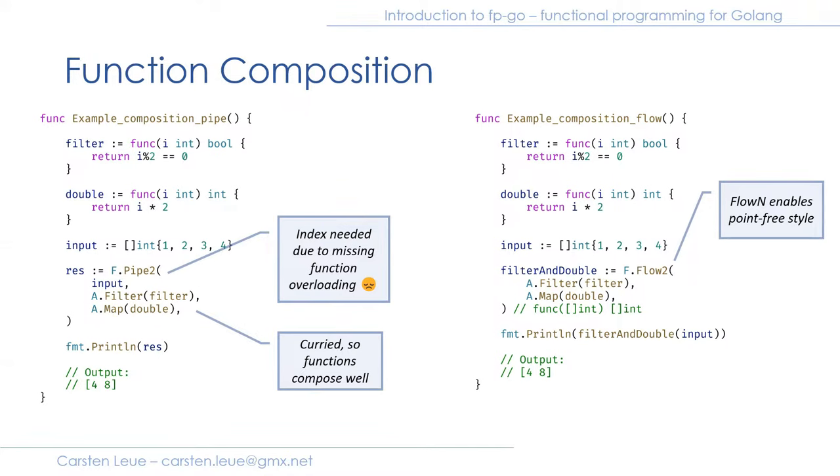We can also do the same without specifying the input value, which you can see at the right-hand side. And this is interesting for point-free style, where we try to write functions that do not have to explicitly specify a name of an input variable. It's basically just replacing a pipe function by a flow function and removing the first parameter. In this case, the result of the flow will be another function that takes the same input as the first operator and returns the same output as the last operator.